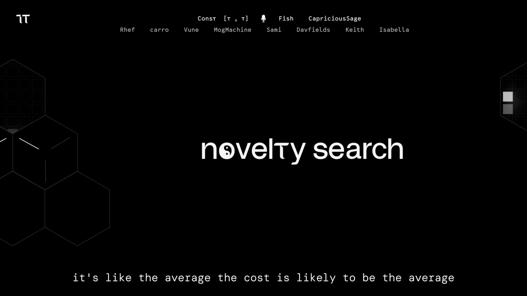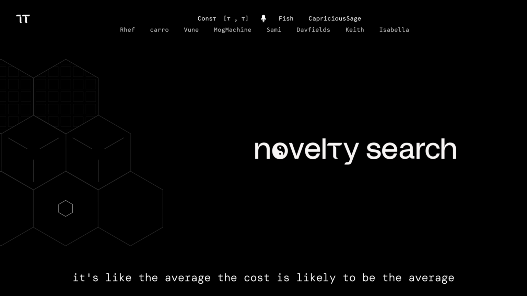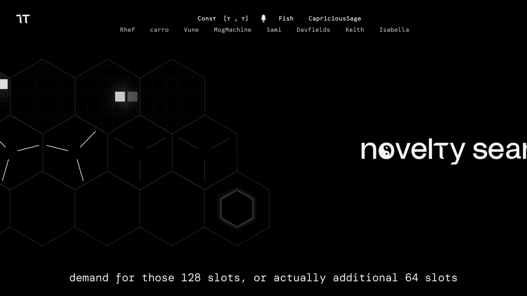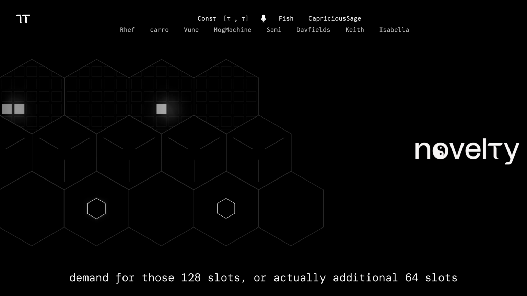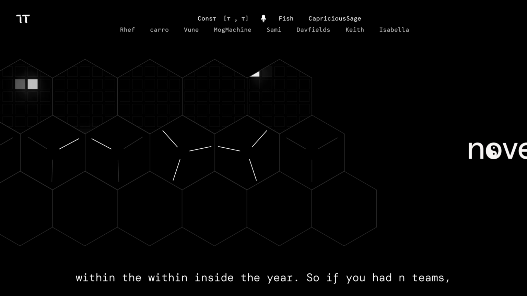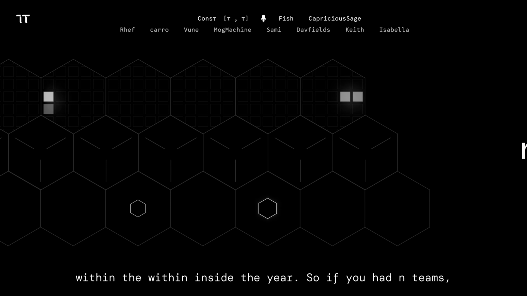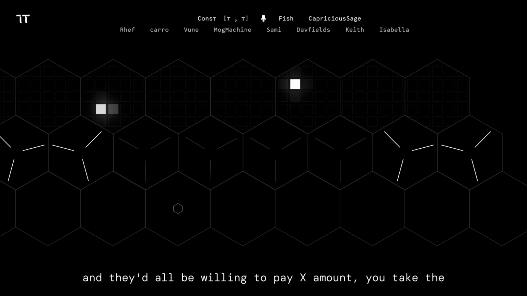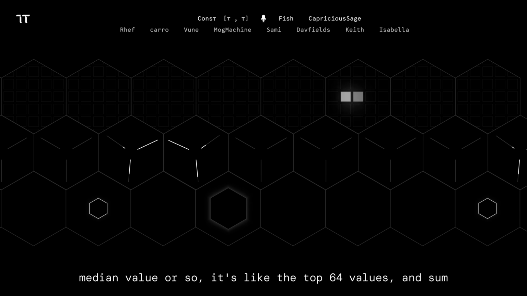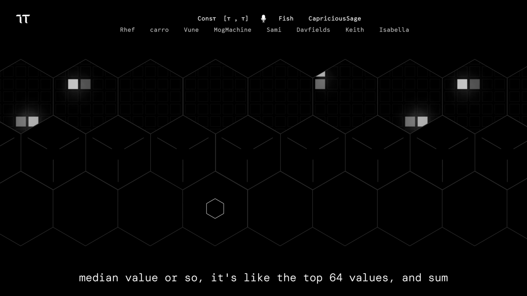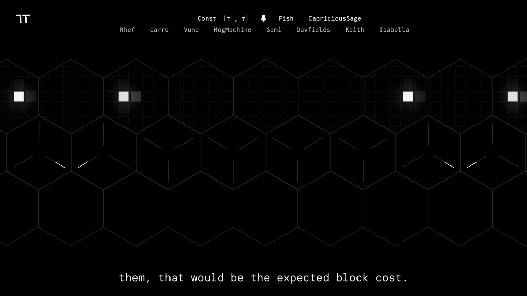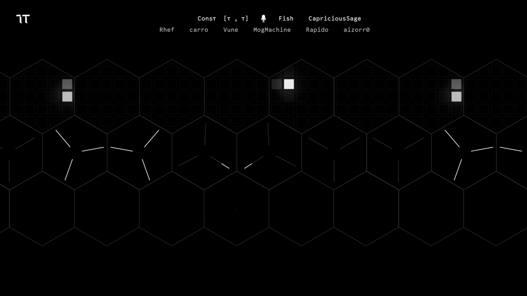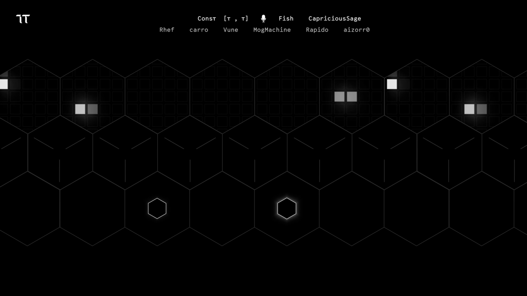If you think about it, the cost is likely to be the average demand for those 128 slots, or actually an additional 64 slots inside the year. So if you had N teams and they'd all be willing to pay X amount, you take the top 64 values and sum them. That would be the expected lock cost. Got it. Cool. Thank you.